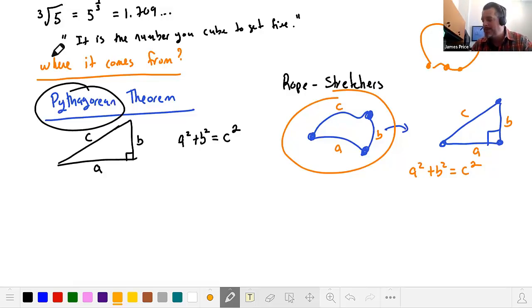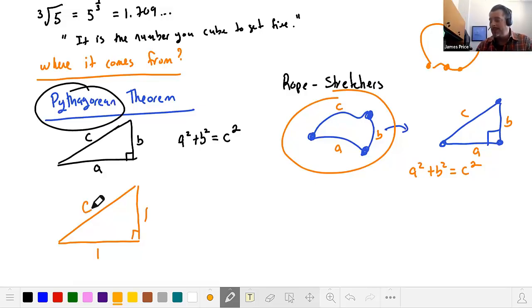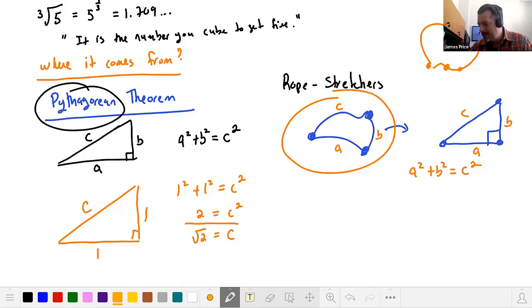It comes from a simple observation that if you have a right triangle of unit length, so 1 unit here, 1 unit here, it turns out this side has to be the square root of 2, because 1 squared plus 1 squared is equal to c squared by the Pythagorean theorem. And so 1 plus 1 is 2, which is equal to c squared. If you square root both sides, square root of 2 is equal to c.